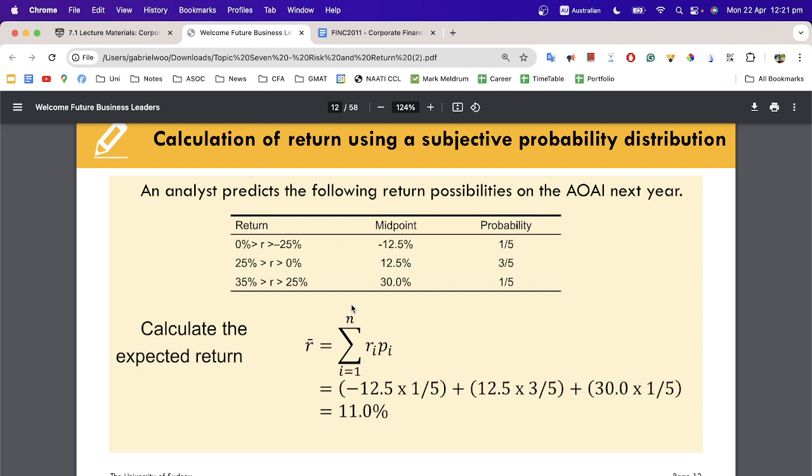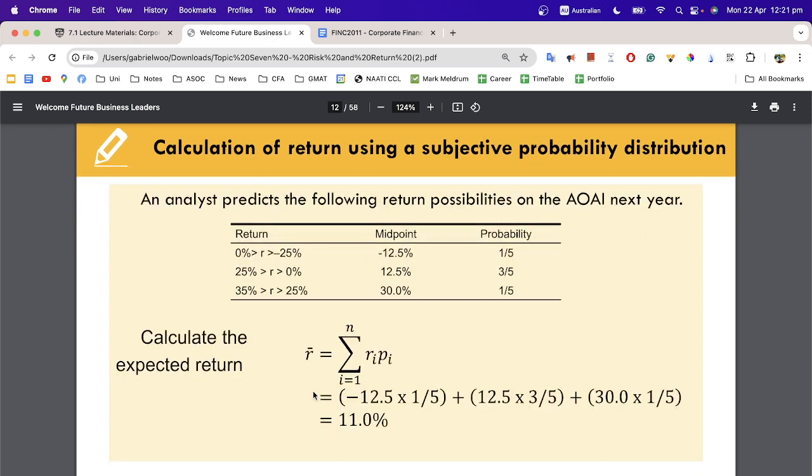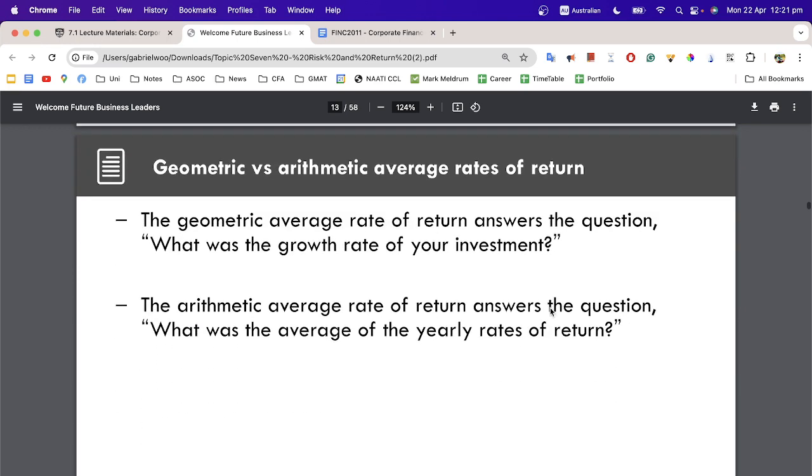So this is not very precise. For example, you may want something more tailored, as 0 to negative 25% is a massive range. Positive 25 to 0% is also a massive range. So you may want to have a more tailored and more specific distribution, but you sort of get the idea of what it is like to use a subjective probability distribution.